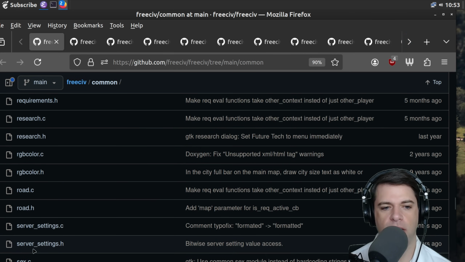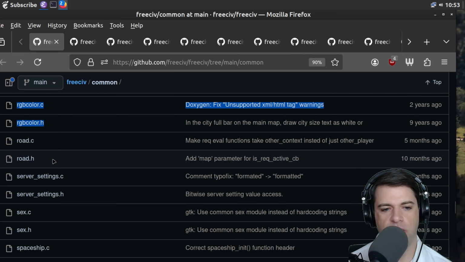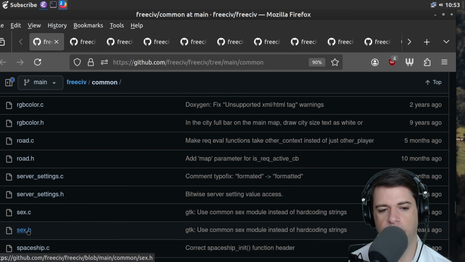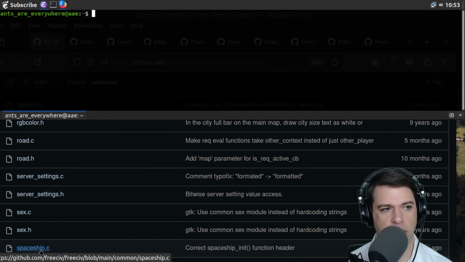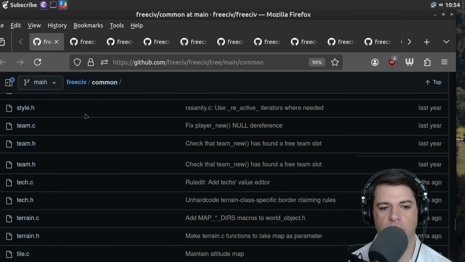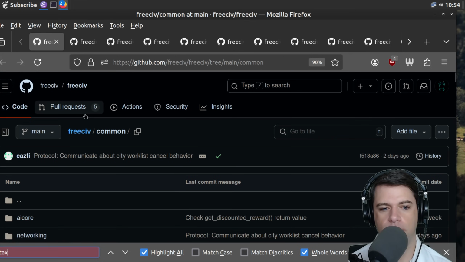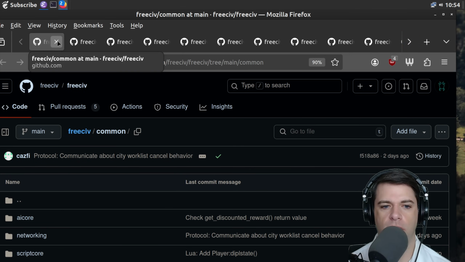Requirements.h we'll look at. Road, RGB color. I'm going to not look at the RGB stuff. Research, I will look at. Then there's server settings and sex and spaceship. Sex and spaceship, I guess we have to look at. I don't know if it's really about sex or if it's about population level, like reproduction stuff. I don't think I saw tax. Did we see tax? No. And then we also have AI core here. So there's the AI folder in the other window, but we'll look at AI core here.